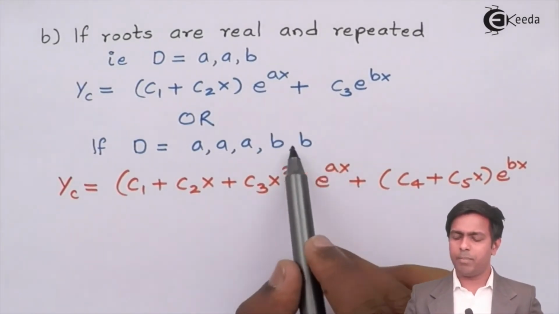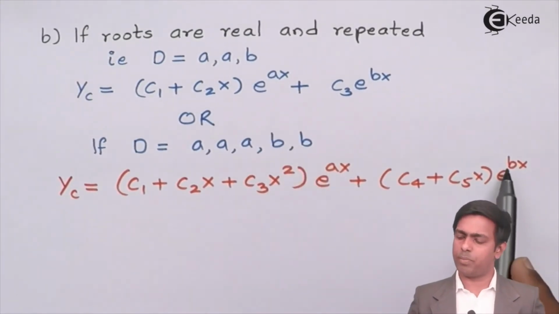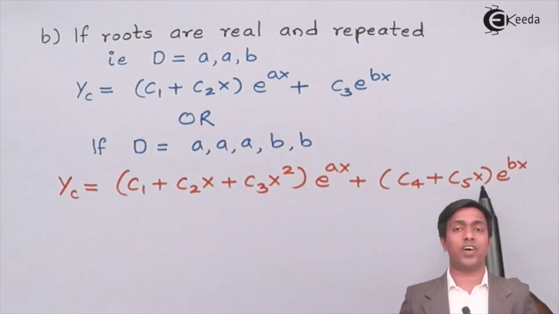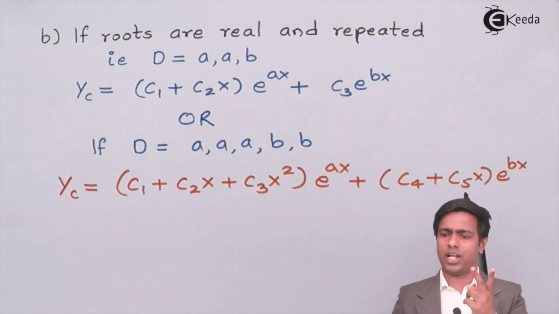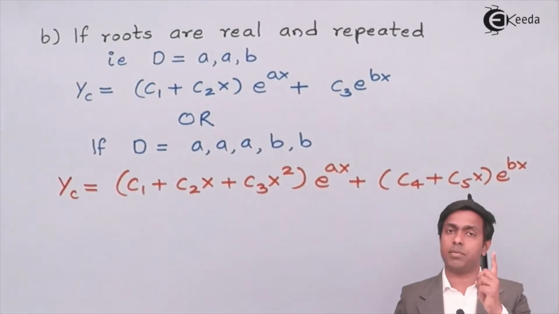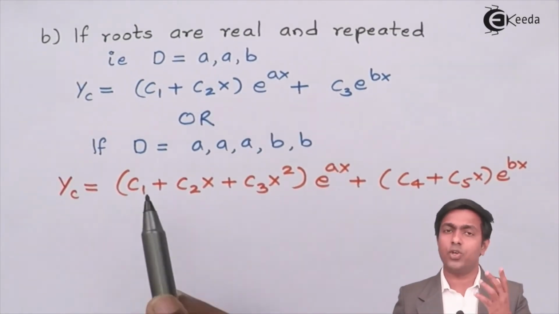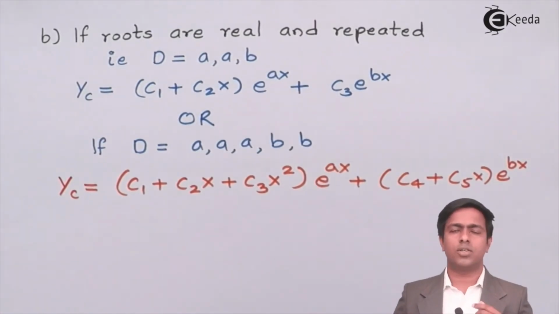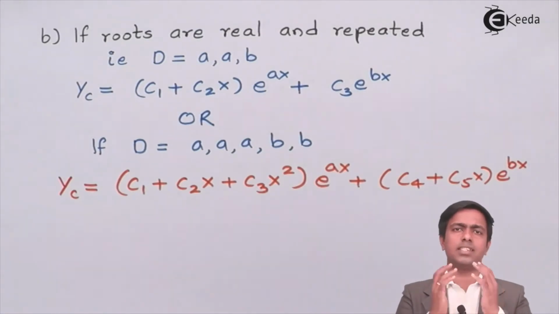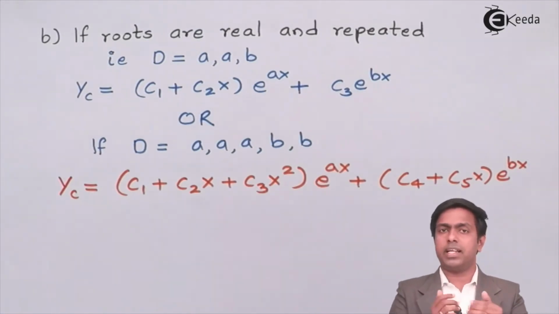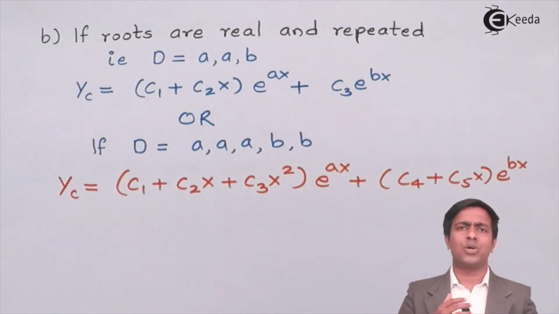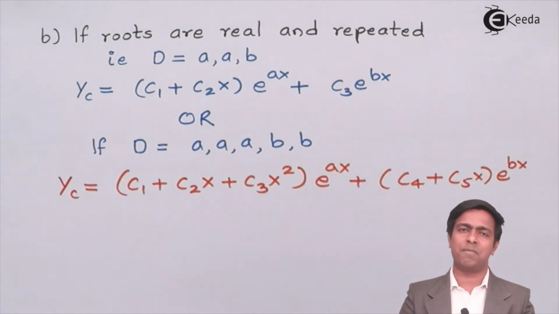Now here B is repeated two times, so e to the power bx here, and in the bracket we have written C4 plus C5x. Because it is repeated two times, I have two constants. But guys, remember one thing, as here I have used C1, C2, C3, here I am going to use different constants. That is why I am using C4 and C5, and I am multiplying that C5 with x. So this is the method to get the YC if your roots are real and repeated.